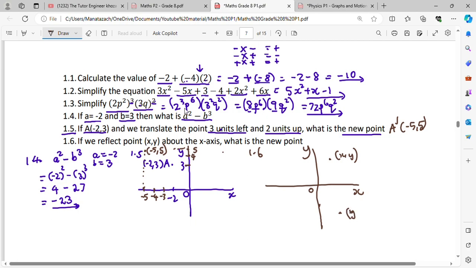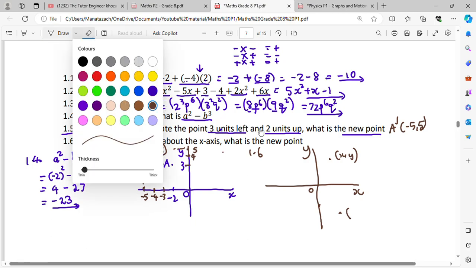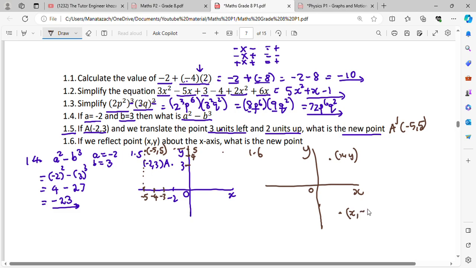Sorry, let me just write here the correct coordinate. x will remain the same. It's only the sign for y that will change. y is negative on this plane. So this point is a reflection of that point about the x-axis.